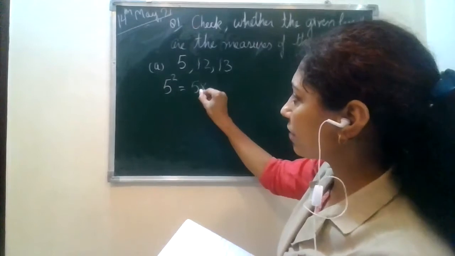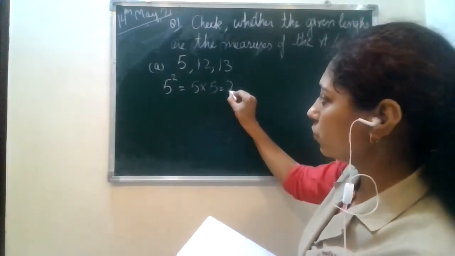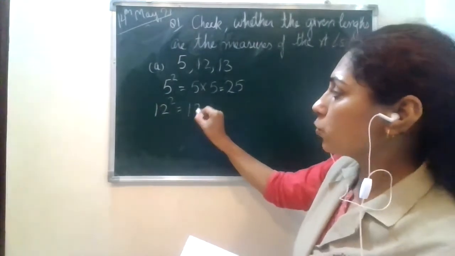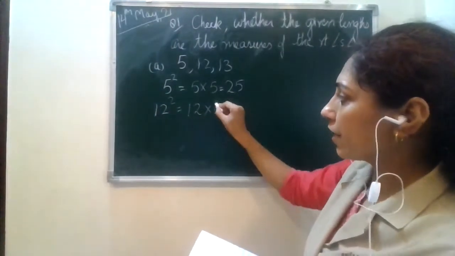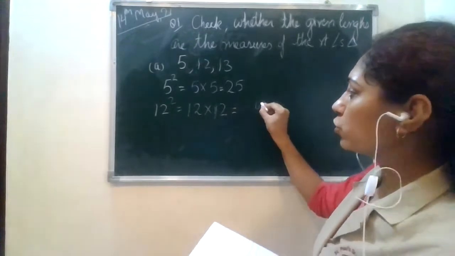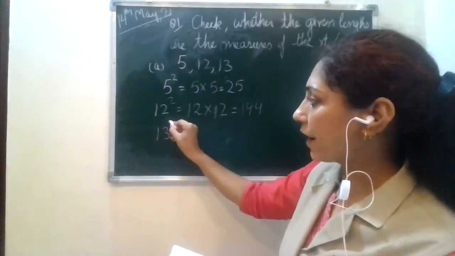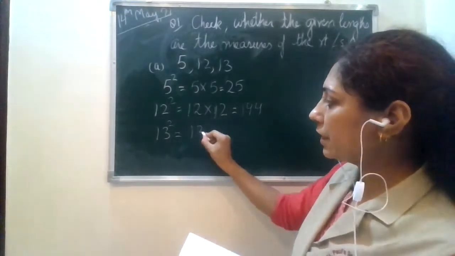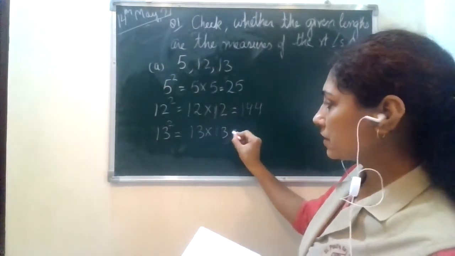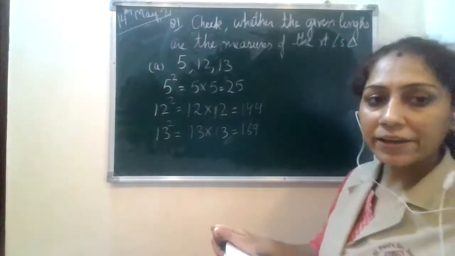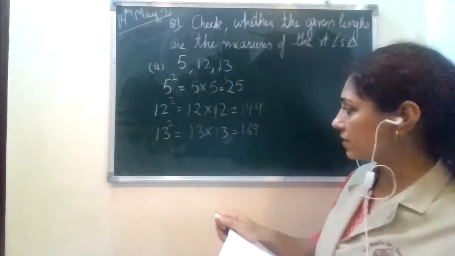5 squared is 5 into 5, which is equal to 25. 12 squared, 12 into 12, is 144. Now 13 squared, 13 into 13. This is 169.